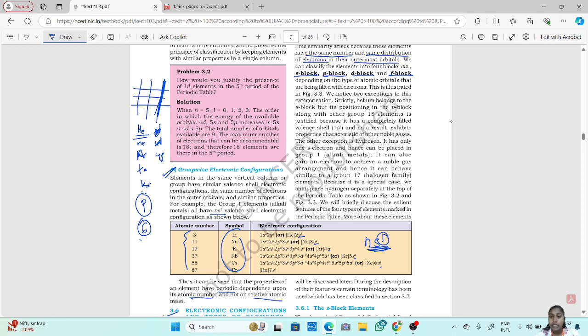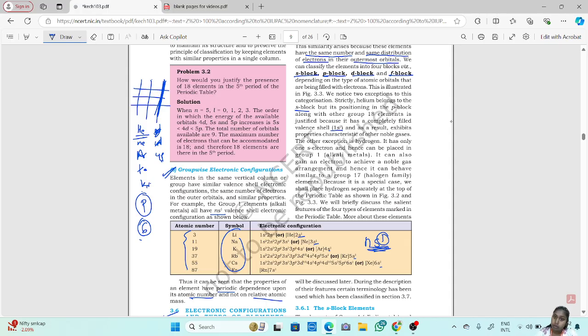We notice 2 exceptions to this categorization. Now, strictly helium belongs to the S block, but its position is in the P block along with the other group 18 elements. This is justified because it has a completely filled valence shell, that is 1s2, and as a result exhibits properties characteristic of other noble gases.